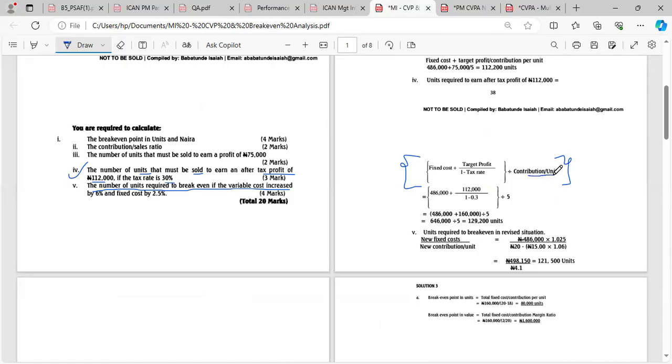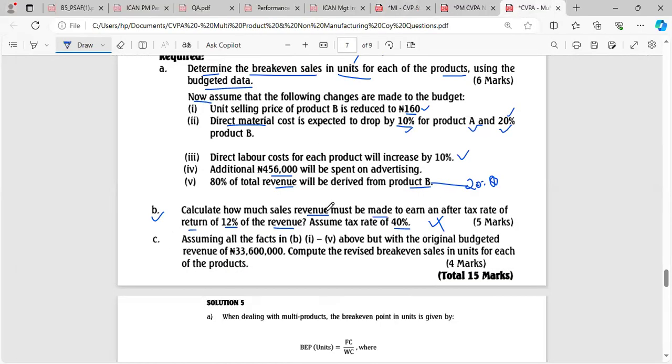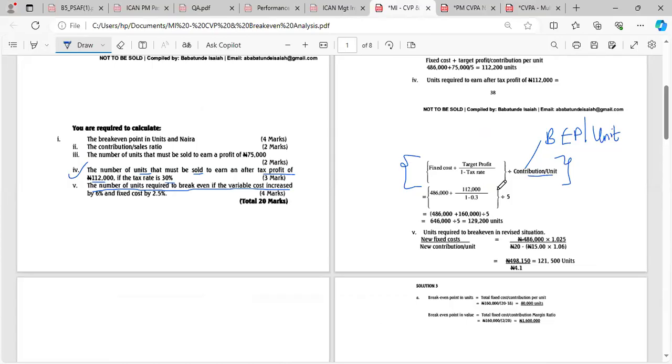So this one is contribution per unit, and this one is break-even in units, because it's in units. At least the contribution margin ratio is what is in Naira. So what did the question want us to do? Calculate how much sales revenue. So this is supposed to be in Naira. That must be made to earn an after-tax. This is supposed to be in Naira. That is to say, we are going to make use of this formula, but contribution per unit is going to be contribution margin ratio. I think it's going to be contribution margin ratio.